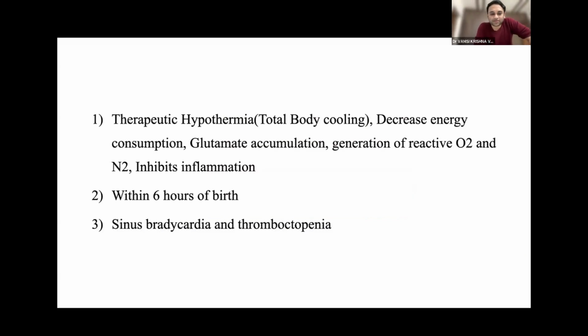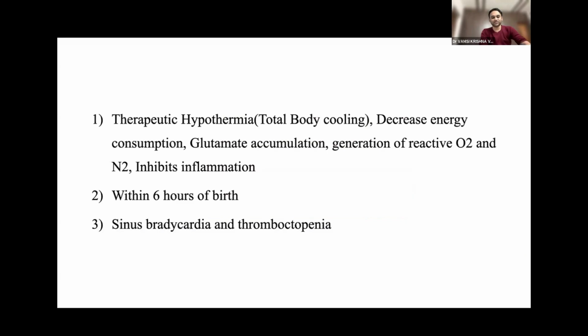Whenever glutamate gets accumulated, there is more action at the glutamate receptors in the nerves. It can lead to more calcium entry and generation of reactive oxygen and nitrogen species. It can cause caspase activation and secondary damage. It also inhibits inflammation.